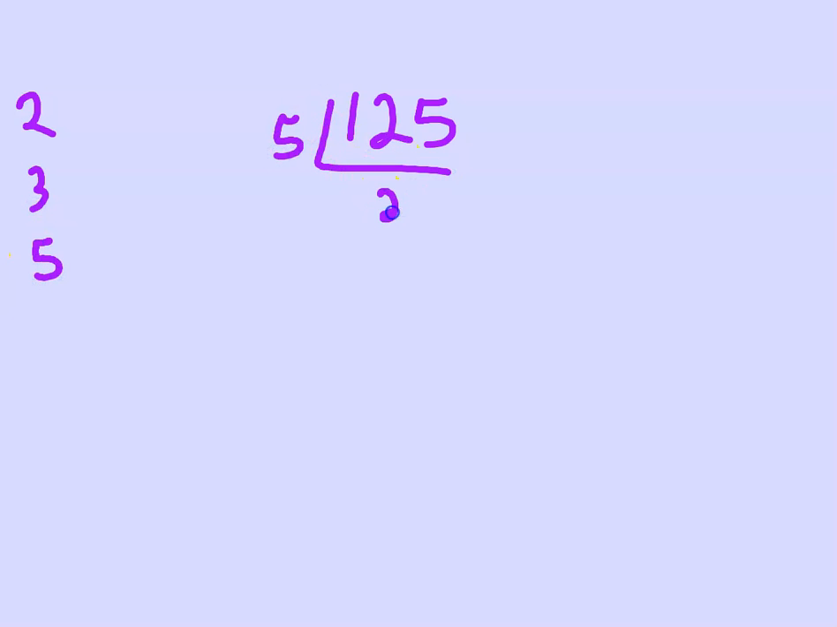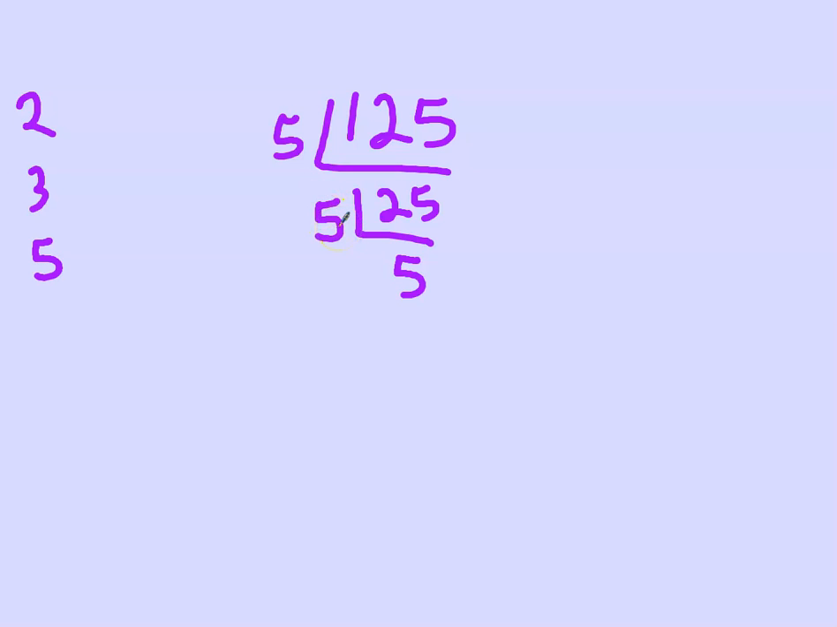Okay, so I'm going to do a few more here. Let's start with 125. Okay, can't be divided by 2, can't be divided by 3, but it can be divided by 5, so let's do that. 5, 25, that still divides by 5. You get 5, and 5's prime, so there's your list, 5, 5, 5.